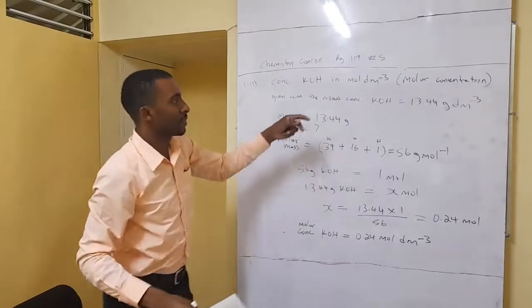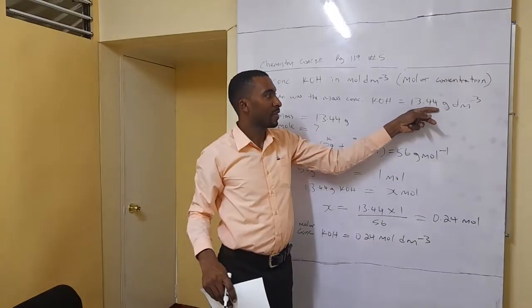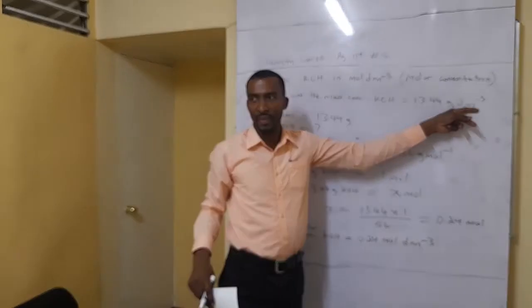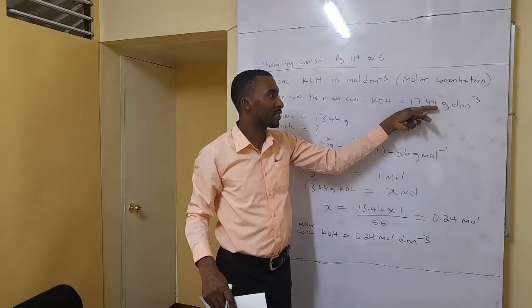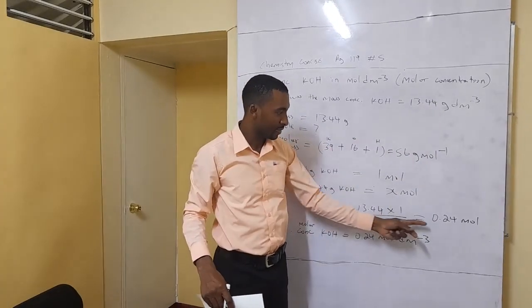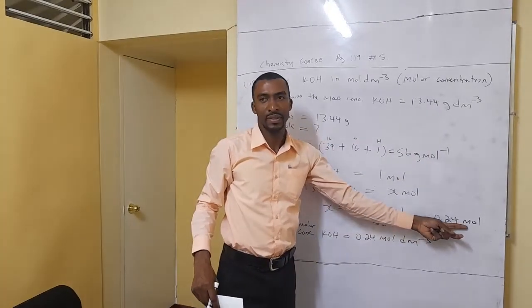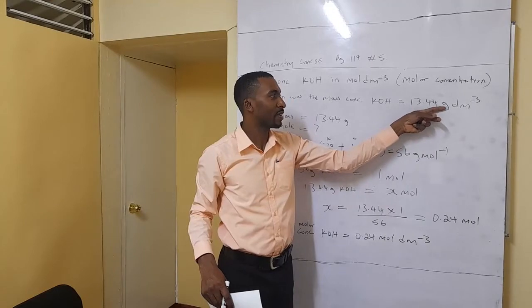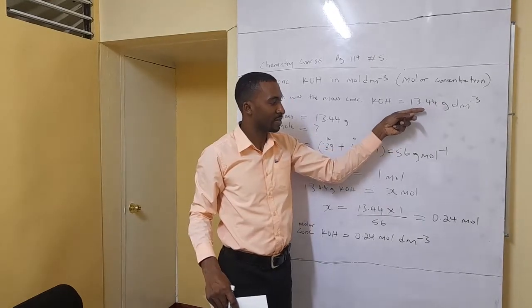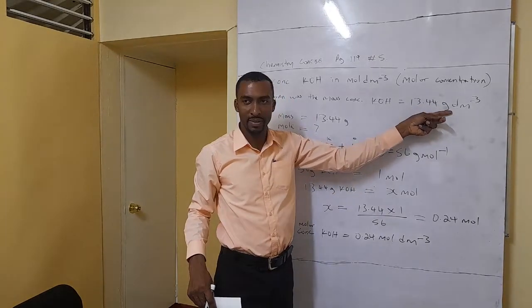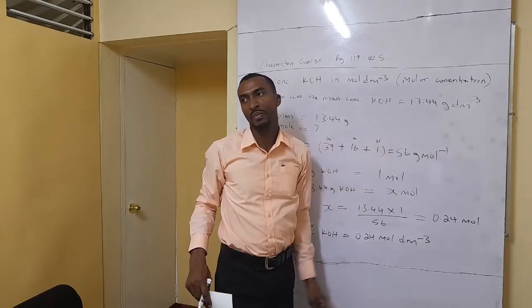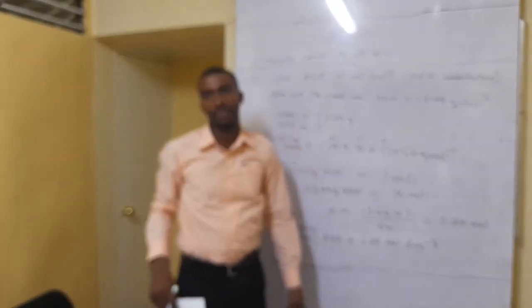Because it was 13.44 grams per dm cube, and we convert this grams to moles, we get 0.24 moles. So 13.44 grams of KOH is the same thing as 0.24 moles of KOH per dm cube. It's the same thing.